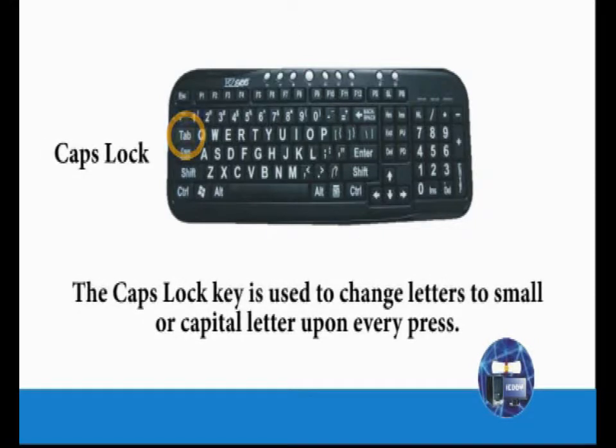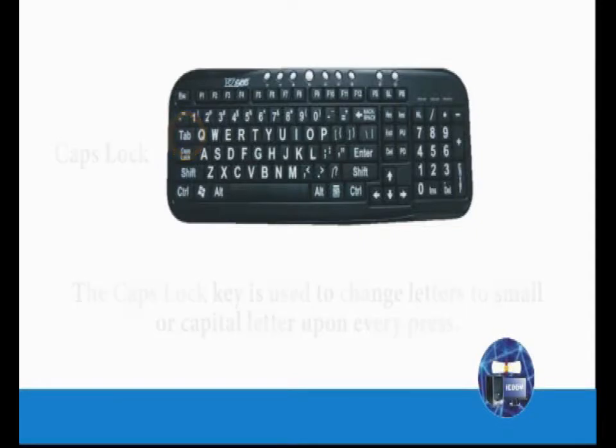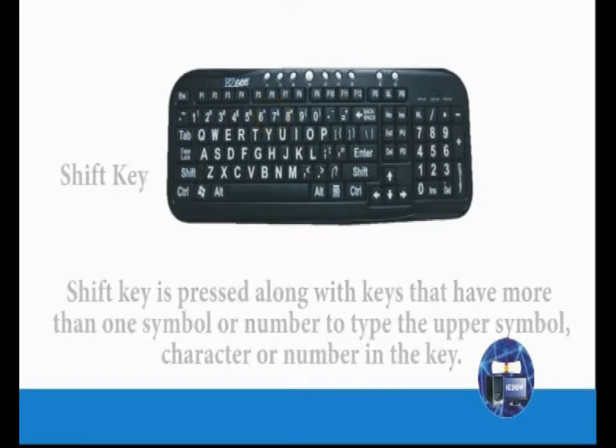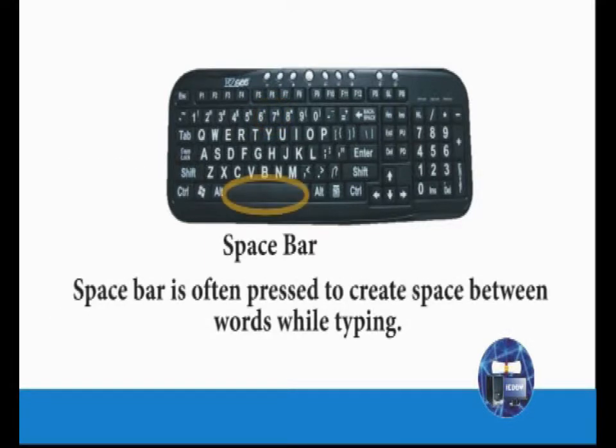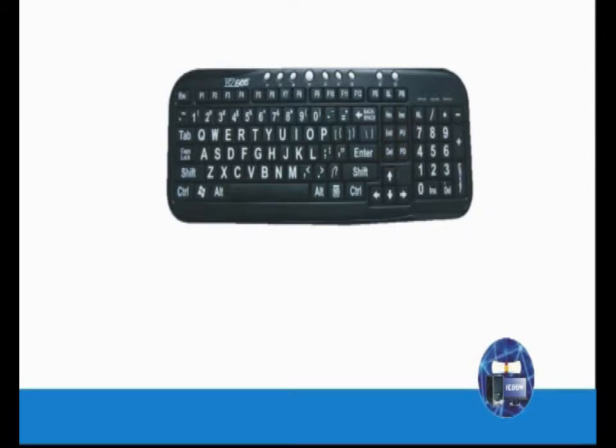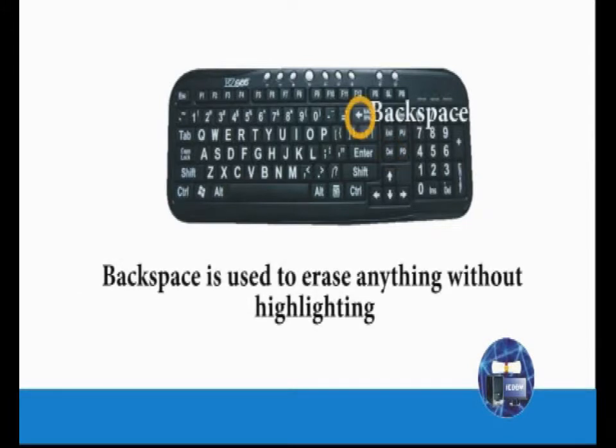Caps lock is to change letters to small or capital letters upon every press. Shift key is pressed along with other keys that have more than one symbol, letter, or number to type the upper symbol or character in the key. Spacebar is often pressed to create space between words while typing. Delete is used to erase highlighted objects, letters, or characters. Backspace is also to erase but without highlighting the data or object.